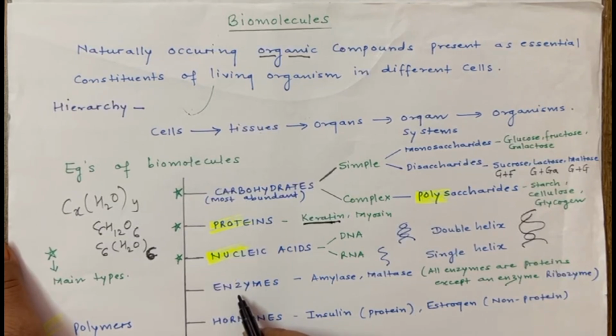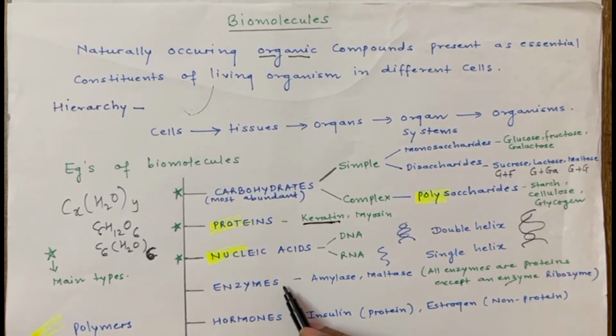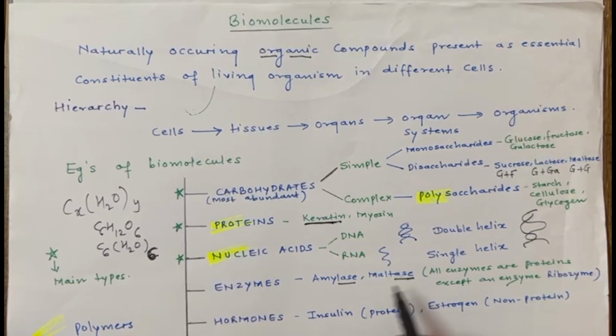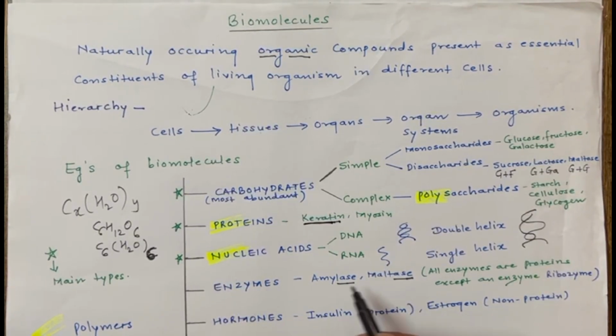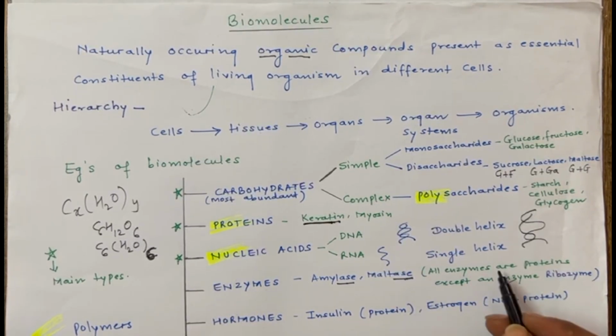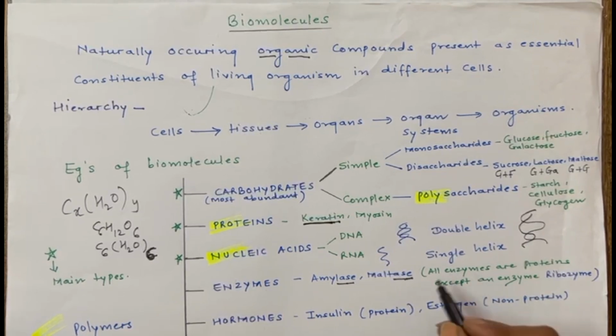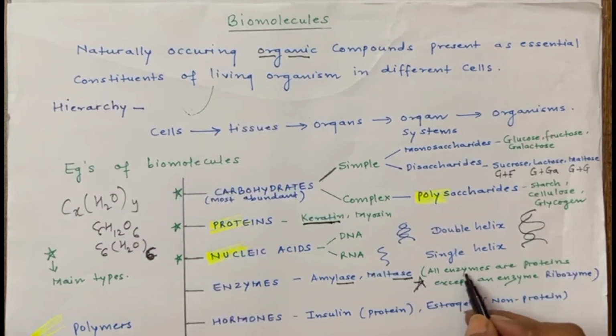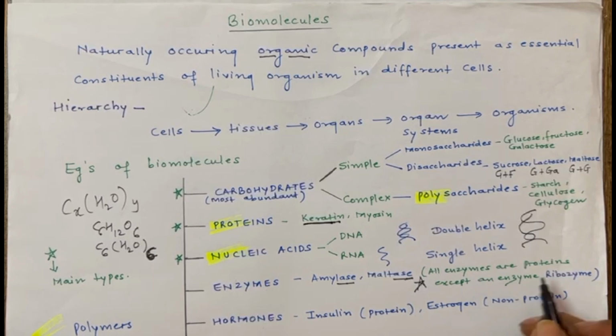Enzymes are basically proteins, and they are useful for our metabolic functions, and they act as a catalyst. For example, for digestion we have enzymes like pepsin and trypsin, which make our process very fast. The names of the enzymes end with the suffix -ase, like we have salivary amylase present in the saliva, we have maltase. All the enzymes are proteins. This is an important point for us to understand, that all the enzymes are proteins except the enzyme ribozyme.